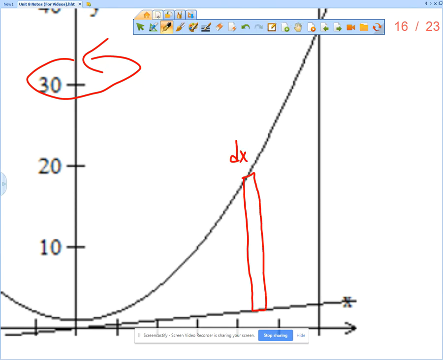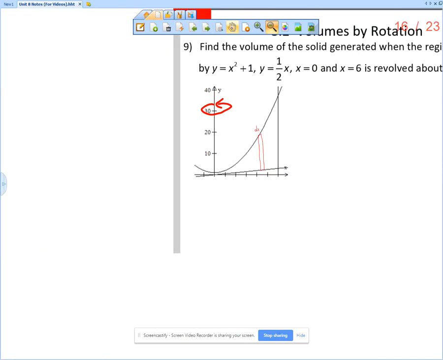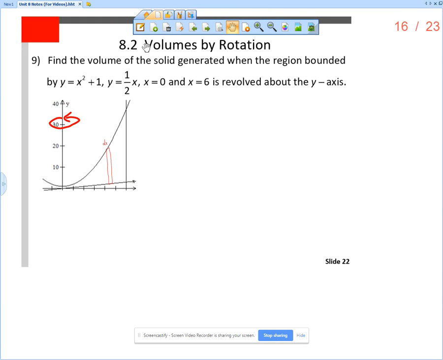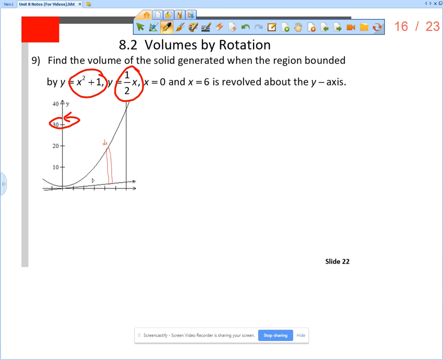Now, there's a little bit of extra motivation for this as well. Let me show you the extra motivation. The equations that you are given are in y equals form. So what does that mean? Well, you're not going to have to do any extra work to get them into x equals form if you wanted to use a dy. So we always look at the region first. We decide whether or not a dx or a dy is easier to use. Sometimes the way that the equations are written might dictate that as well.